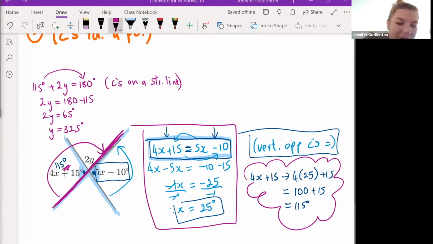The 5x minus 10 would give you the exact same thing because it would be 5 times 25 minus 10, which is 125 minus 10, which is 115. So you'll get to the same.